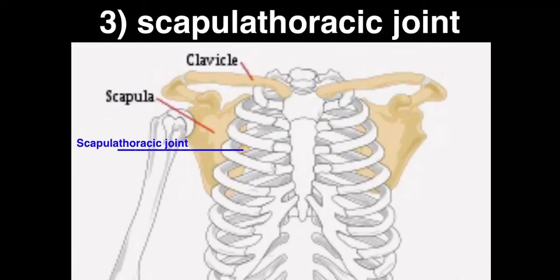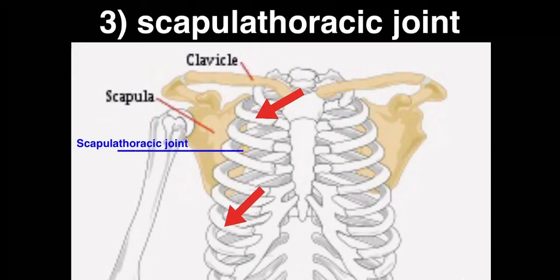3. Scapulothoracic joint. The scapulothoracic joint is not a true joint, but rather a point of contact between the anterior surface of the scapula and the posterior lateral wall of the thoracic cage. In the anatomic position, the scapula is typically positioned between the second and the seventh rib.